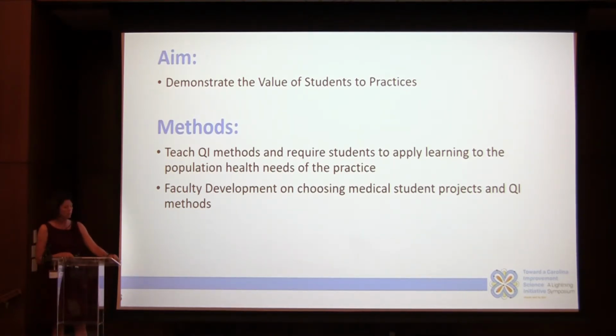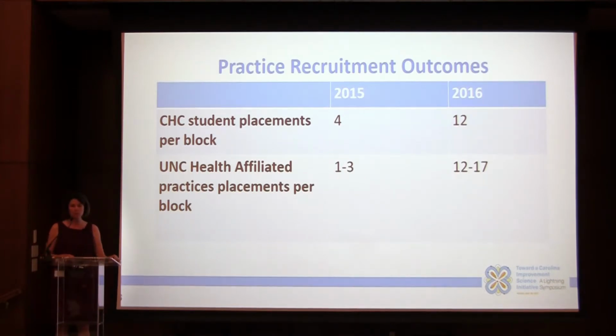You can see here that community health centers typically in our area had 4 students per block. With our intervention, they were able to increase this to 12 students per block. The UNC-affiliated practices generally have 1 to 3 students per block, and we've been able to increase that to between 12 and 17. As you can see, we still have room to grow.